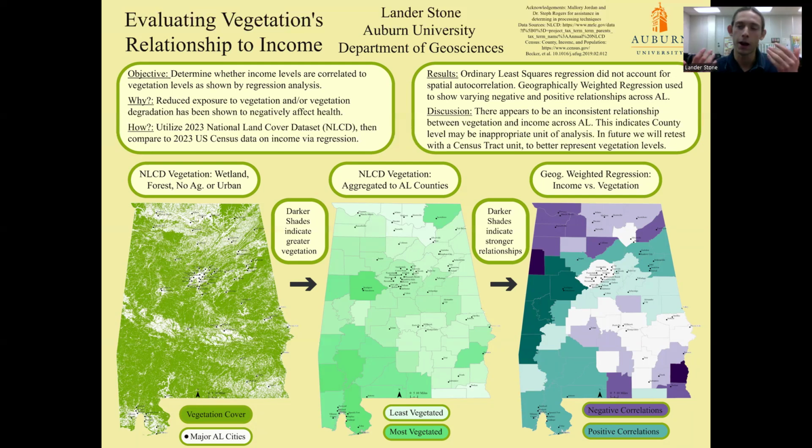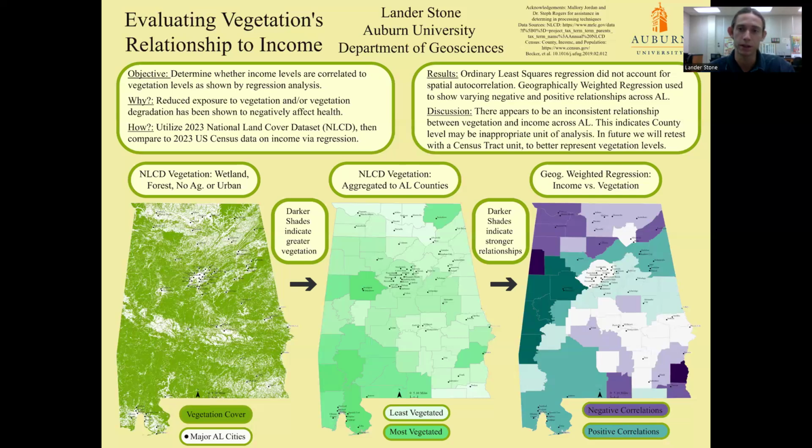Well, I became interested in this project after reading a paper by Becker et al. 2019, who found that reduced exposure to vegetation and/or vegetation degradation has been shown to negatively affect human health. And this was done via a proxy with Medicaid spending.